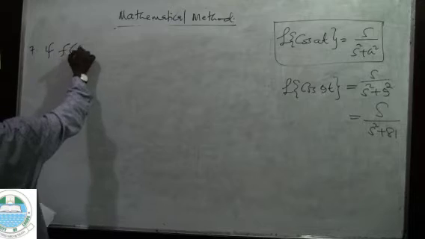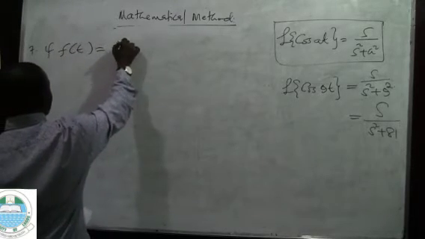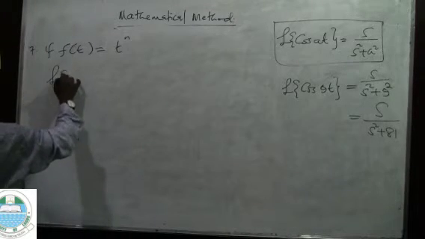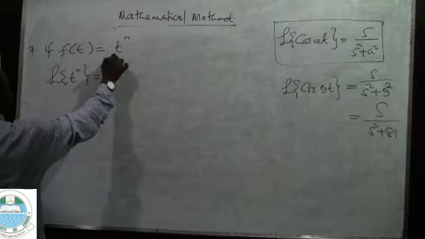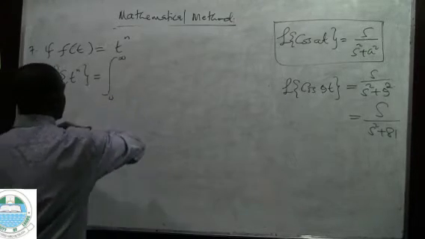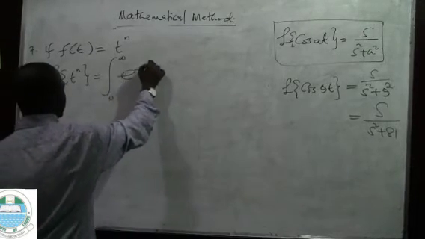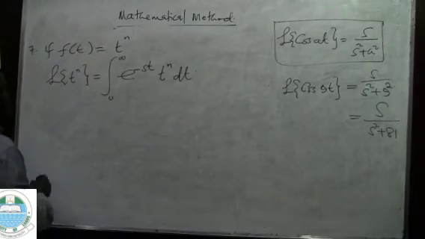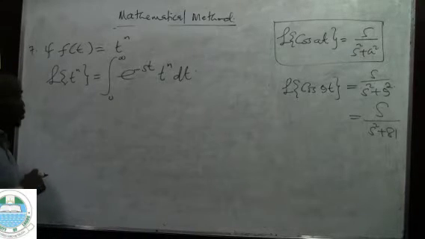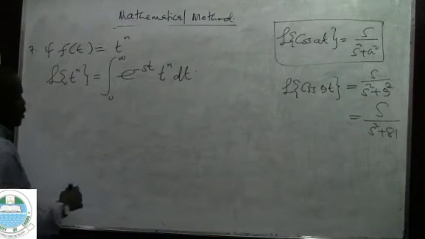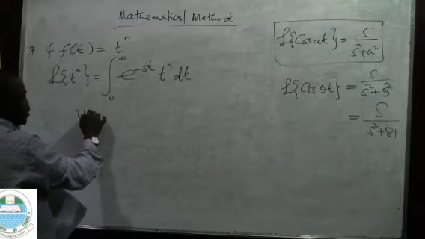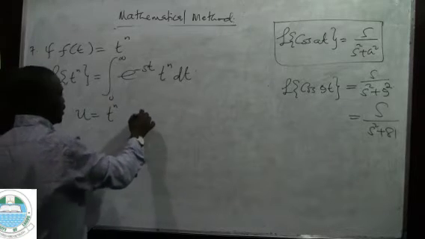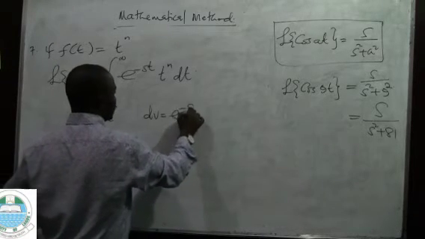If f of t equals t raised to power n, the Laplace of t raised to power n is the integral from 0 to infinity of exponential minus st t raised to power n dt. Now we're going to integrate this using the method of parts. Here our u is the polynomial t raised to power n, and our dv is e raised to power minus st.